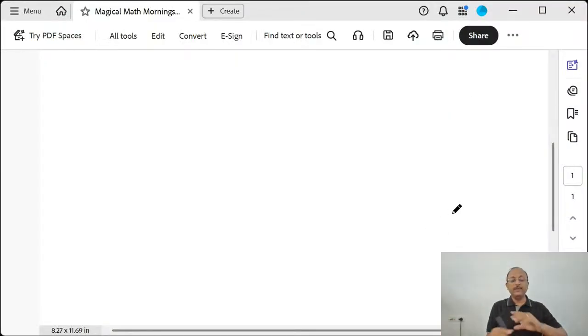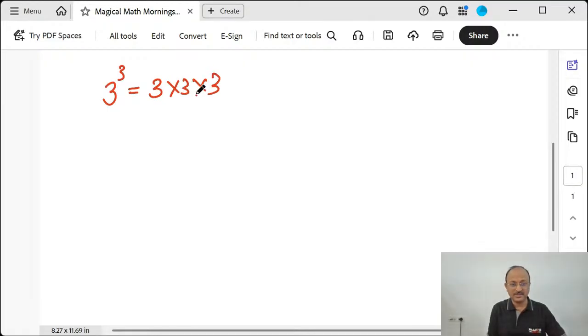Suppose we want to find the cube of 3, means 3 raised to the power of 3 equal to what? 3 is multiplied 3 times. 3 threes are 9, 9 threes are 27. The reverse of this is also true. If you want to find the cube root of 27, we get 3. Cube of 3 is 27, cube root of 27 is 3. We write cube root of 27 is equal to 3.